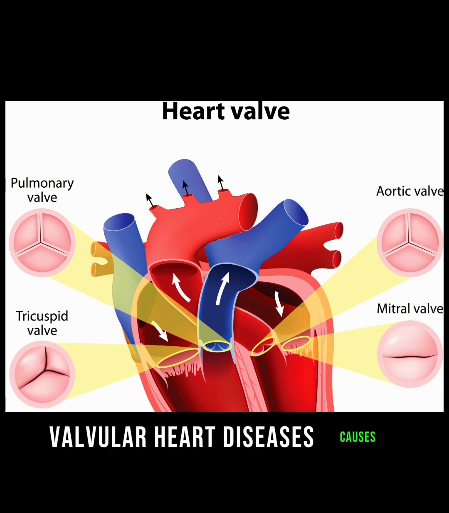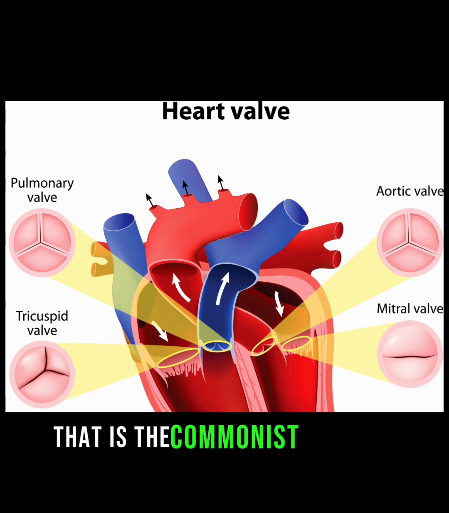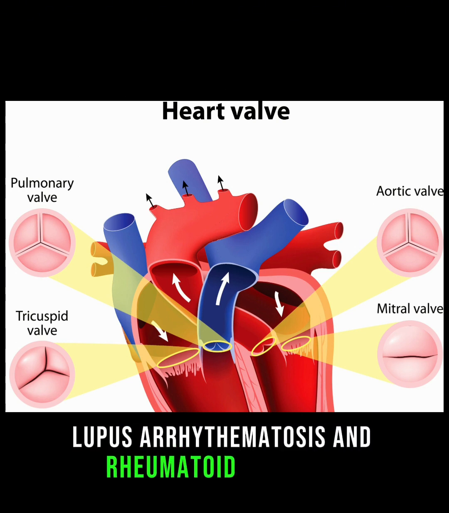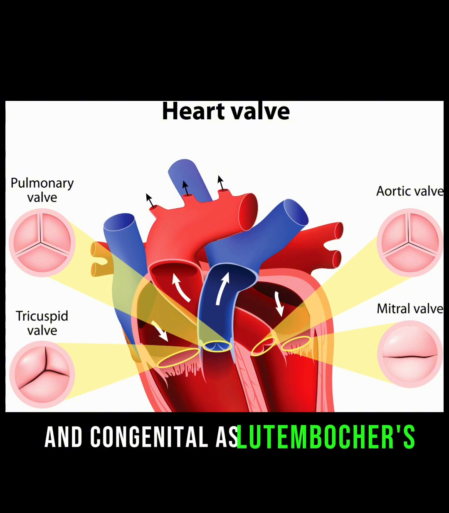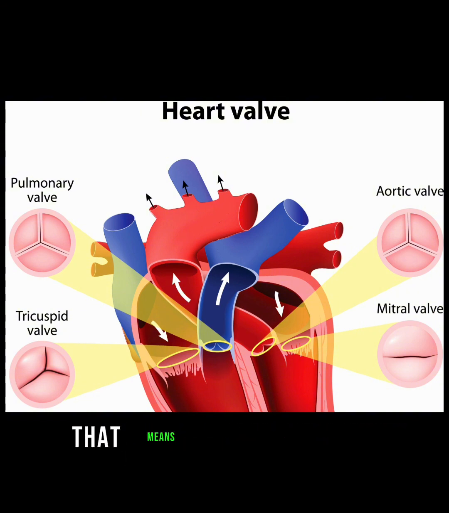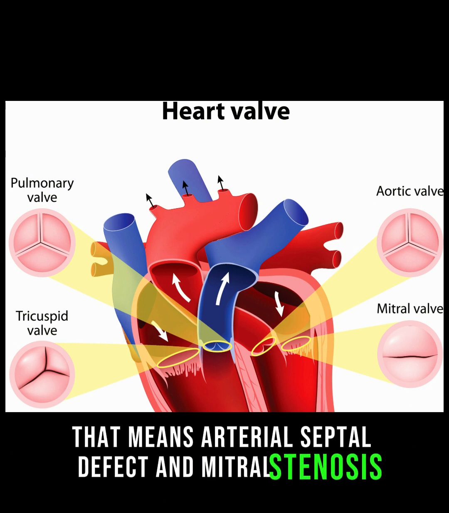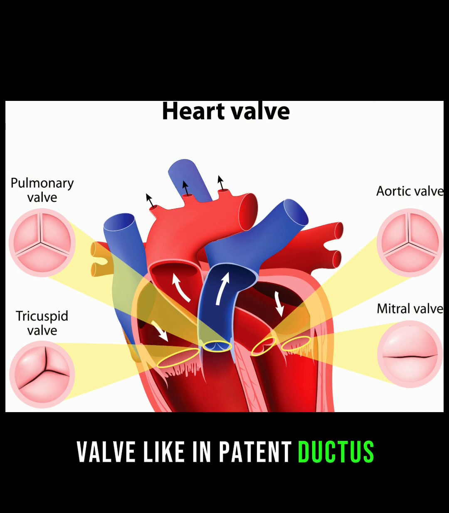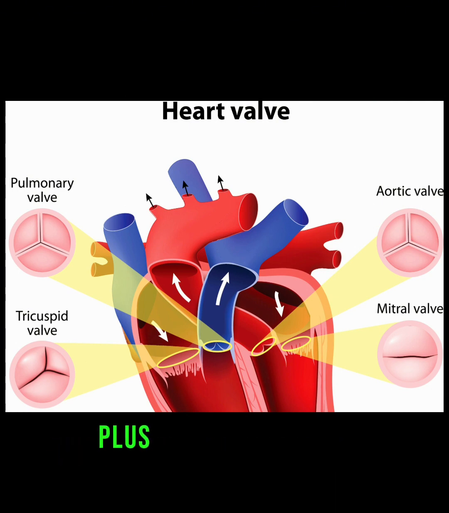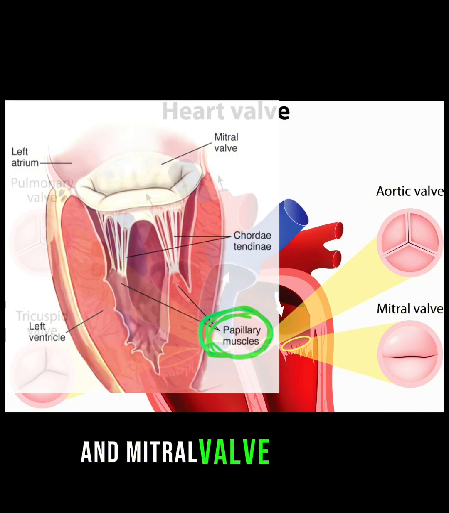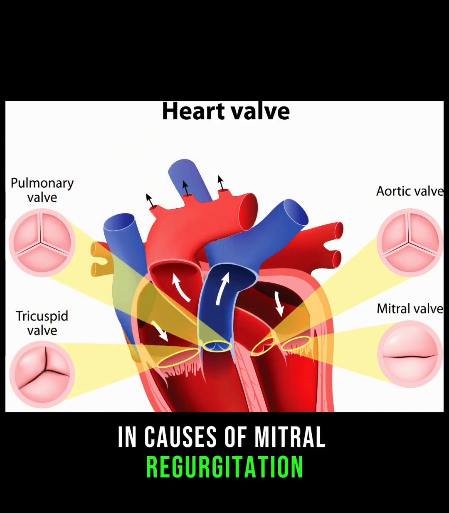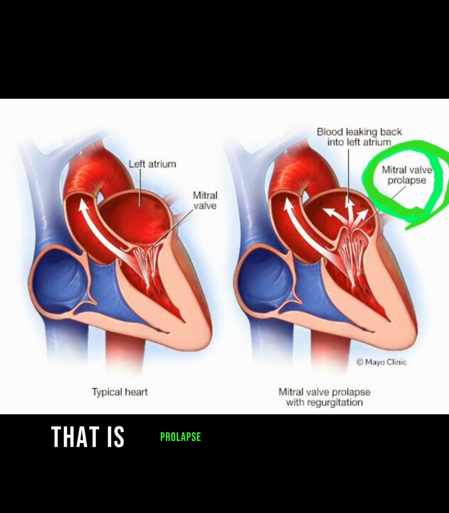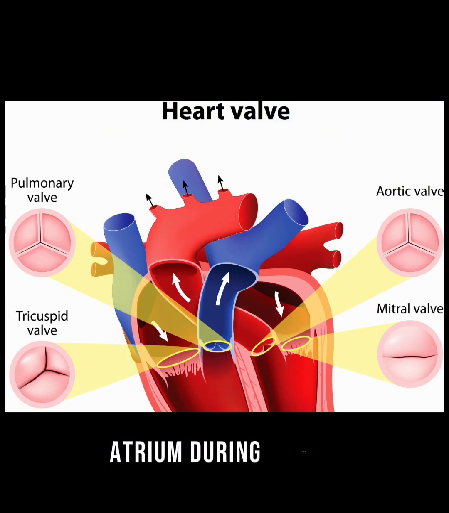The causes of valvular heart diseases include rheumatic fever, which is the commonest of all of them, and collagen diseases such as systemic lupus erythematosus and rheumatoid arthritis. Congenital causes include Lutembacher's syndrome in mitral stenosis, which means atrial septal defect and mitral stenosis. Conditions with increased blood flow through the mitral valve, like patent ductus arteriosus, and mitral regurgitation, plus papillary muscle dysfunction and mitral valve prolapse, are causes of mitral regurgitation. Mitral valve prolapse, also known as Barlow syndrome, is prolapse of one or both cusps into the atrium during systole.